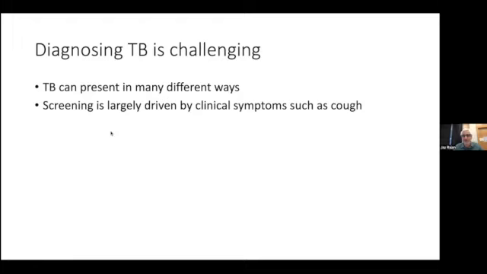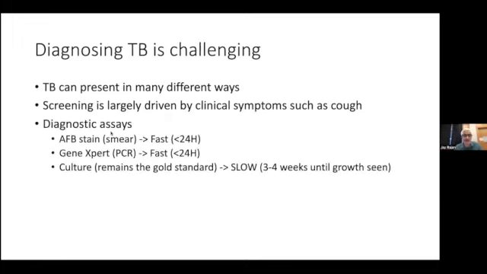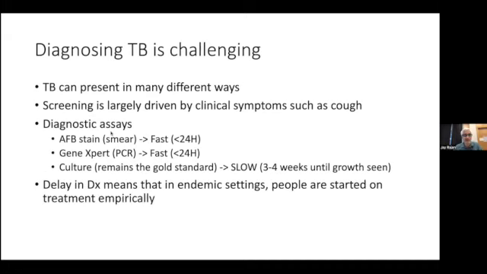Screening for TB is mostly driven by pulmonary TB and by clinical symptoms such as cough. And while we do have diagnostic assays, AFB stains are fast, but they're not that sensitive because, as everybody knows, people can have smear negative TB. GeneXpert is also pretty fast, also not perfect. And then ultimately it's culture that remains the gold standard, but it's slow. Mycobacteria are slow growing. And so this remains a conundrum, particularly in regions where TB is endemic.